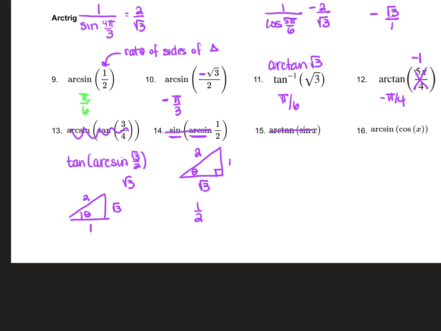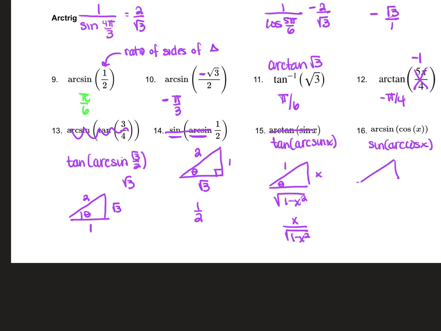And then again, I just somehow wrote these backwards. So tangent arc sine of x, sine arc cosine of x. So here, the arc sine, that's whose angle's sine is x. Pythagorean, that would tell us the tangent is x over the square root of 1 minus x squared. My cosine is x. So then my sine would be the square root of 1 minus x squared.